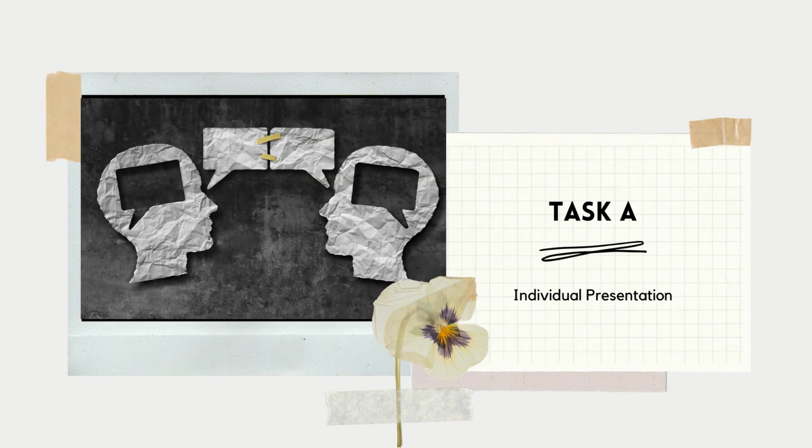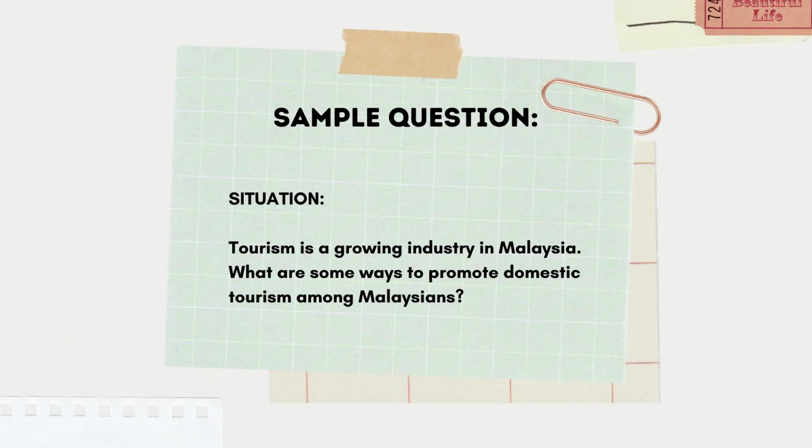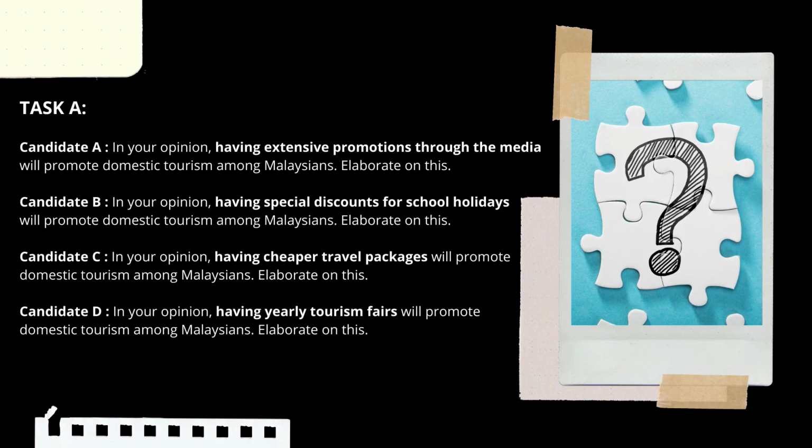Now let's take a look at Task A in detail and, at the same time, a sample question. Hopefully, it will give you a clearer picture. The question we're going to look at today is, so this is the situation: tourism is a growing industry in Malaysia. What are some ways to promote domestic tourism among Malaysians?